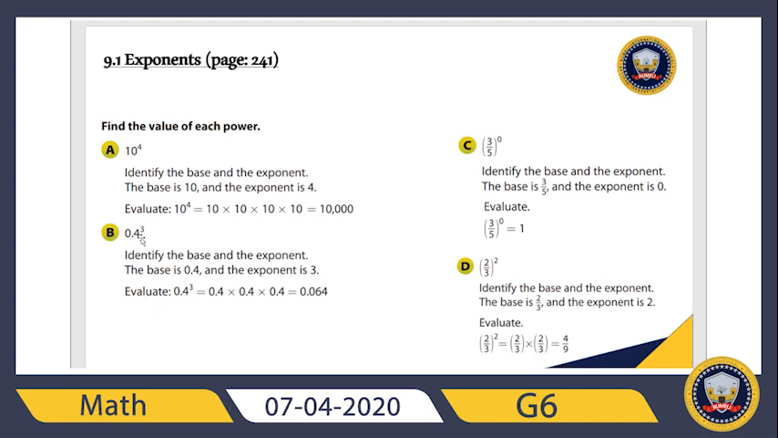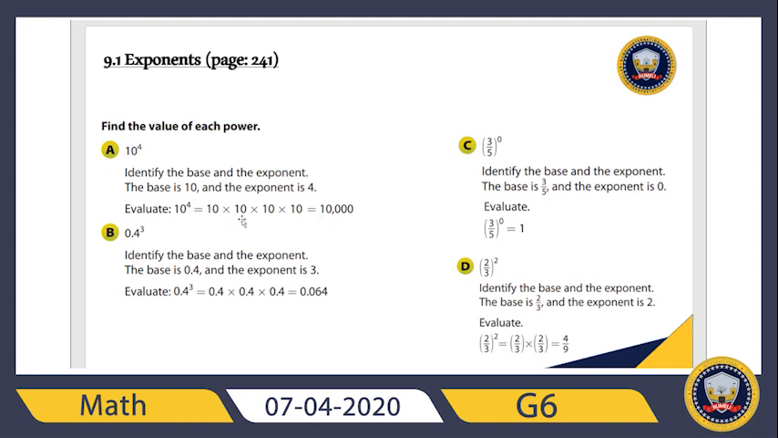We need to find the value of 10 to the power of 4. So in order to calculate the value of this power, I need first to identify what is my base and what is my exponent. What is the base here? The base is 10. What is the power? The exponent is 4. So what does this mean? It means 10 multiplied 4 times. So 10 to the power of 4 is equal to 10 times 10 times 10 times 10. How many times? 4 times. So we take this 4 times from the exponent.